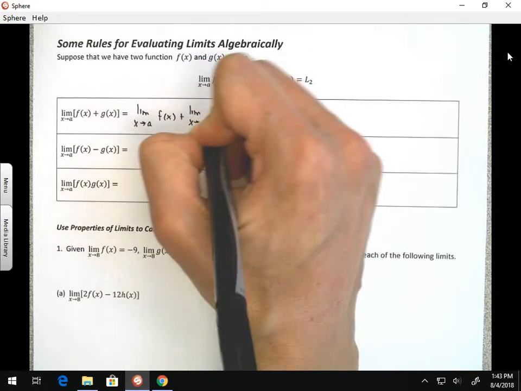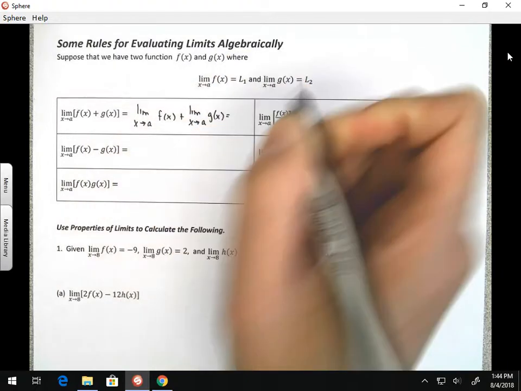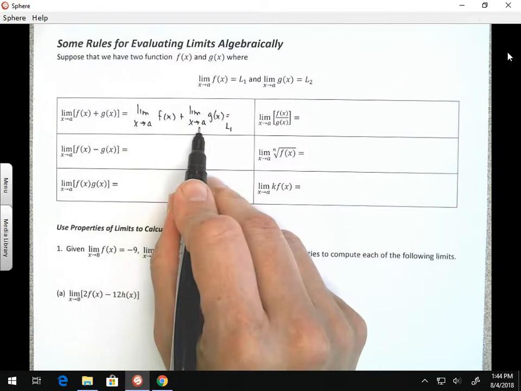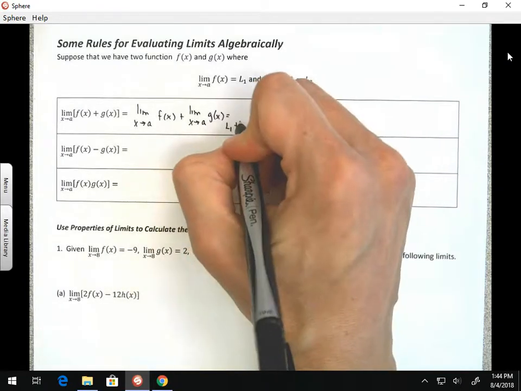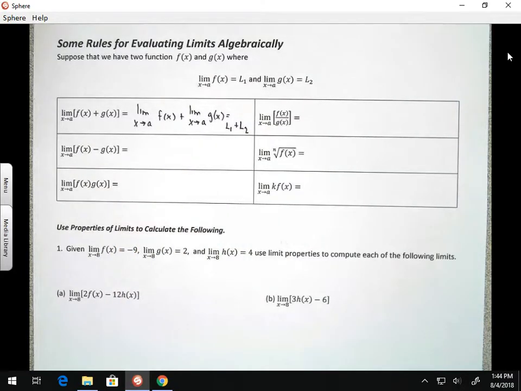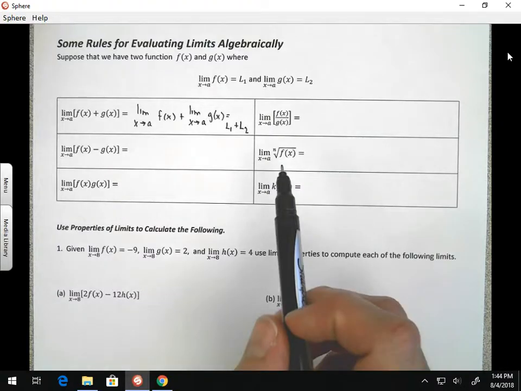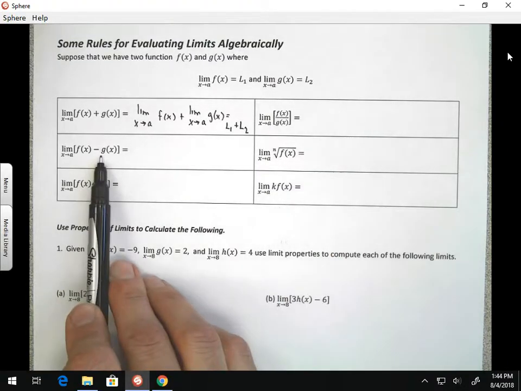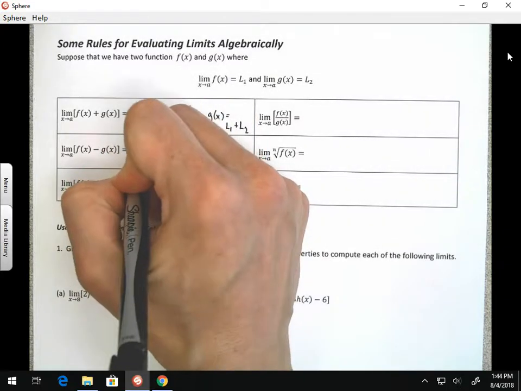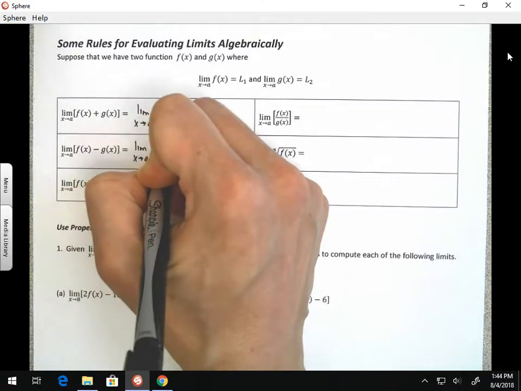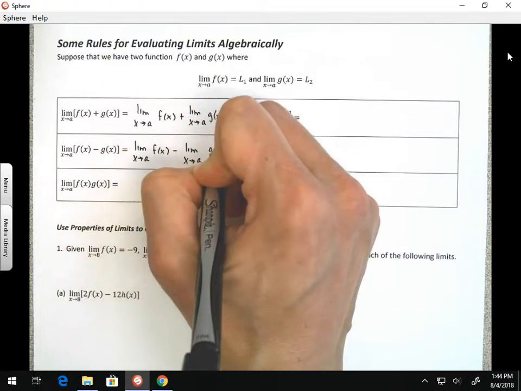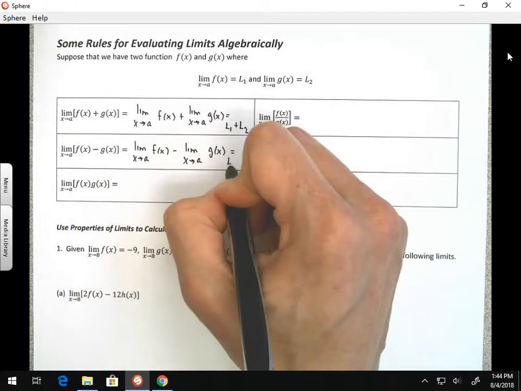the limit as x approaches a of g of x, which was L2. So it just gives us a way of simplifying those limits. Similarly here, if I have the limit of a difference, that's just equal to the difference of the limits. So this would be L1 minus L2. And those L1 and L2, in a problem like this, you would be given those values.